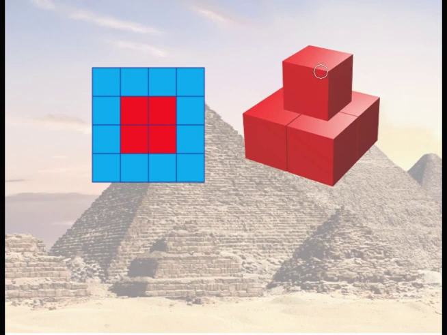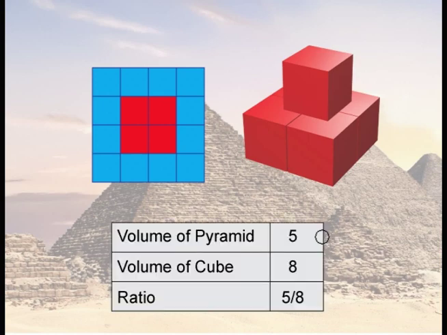A cube with a 2x2 base has a volume of 8, which is the same as 2 cubed. This table captures the volume of the pyramid, 5, the volume of the corresponding cube, 8, and most important, the ratio of the pyramid's volume to the cube's volume, 5/8. Let's add more cubes.